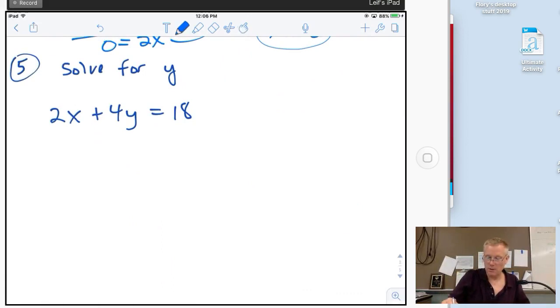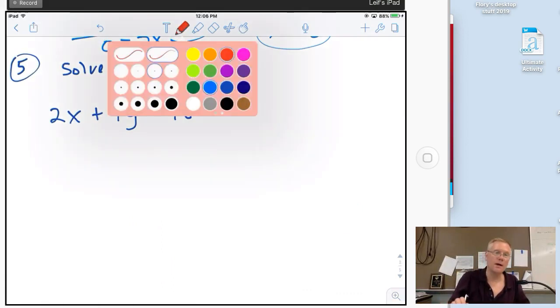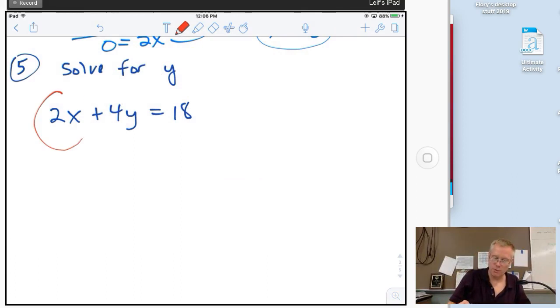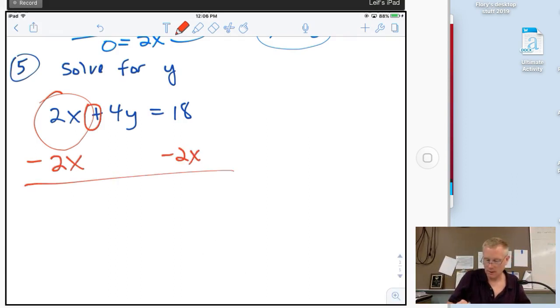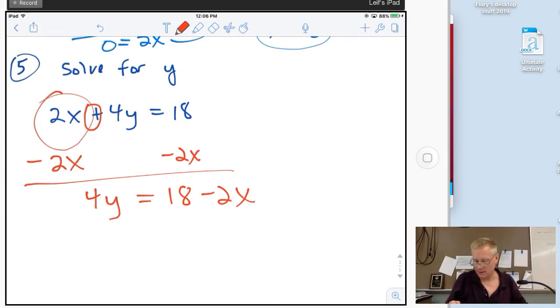All right, this one, they want you to solve for y. That means they're going to get y alone. First thing I want to do is move that 2x to the other side of the equal sign. Right now I'm adding 2x, so the opposite of adding 2x is subtracting 2x. And I get 4y equals 18 minus 2x. Don't combine 18 and 2x and get 16x or something. Just leave it like that. 18 minus 2x is 18 minus 2x.